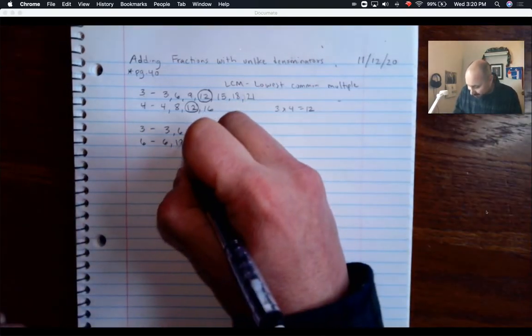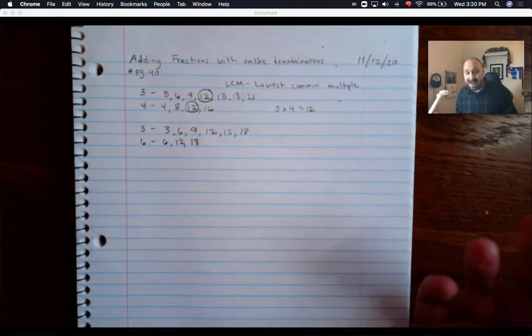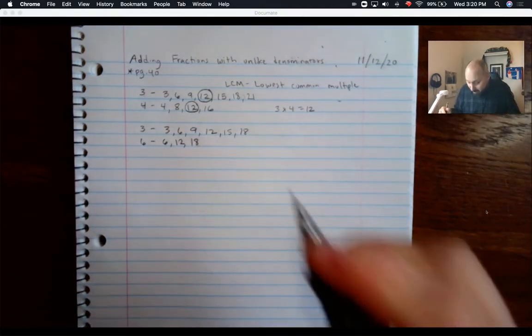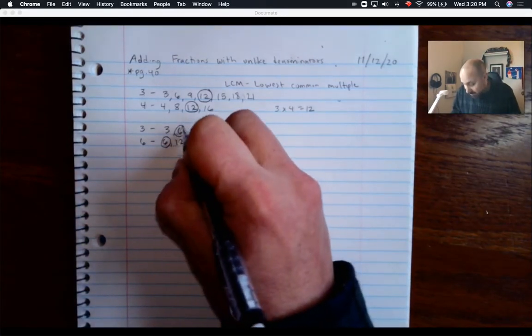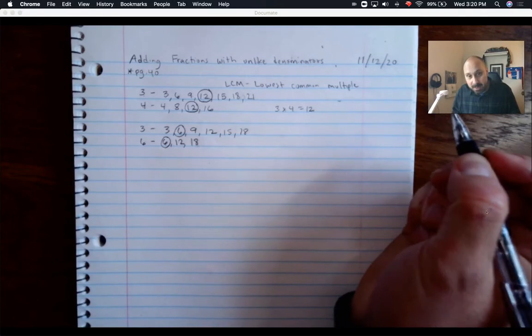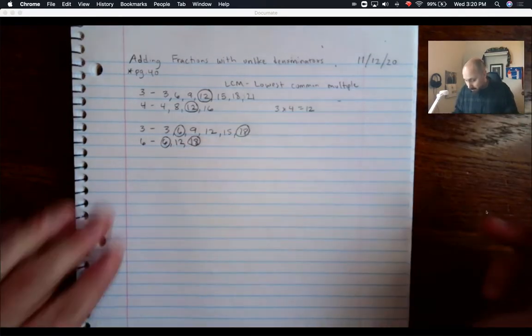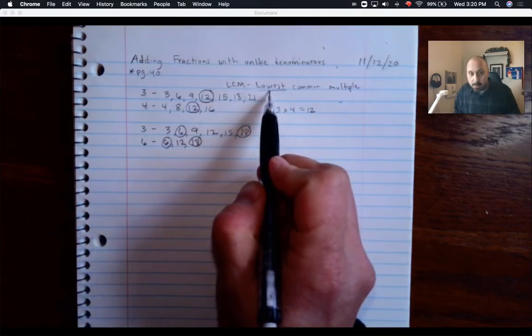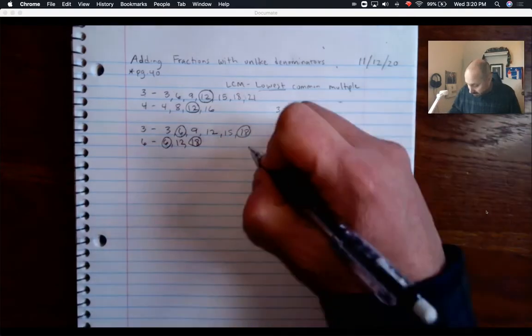6, 12, 18. Okay, I'm going to stop there because what do I see? I actually see two multiples that are common. So I have 6. What else do you see? Do you see another one? I do too. 18. But we're looking for the lowest common multiple, right? So the smallest number would be 6.